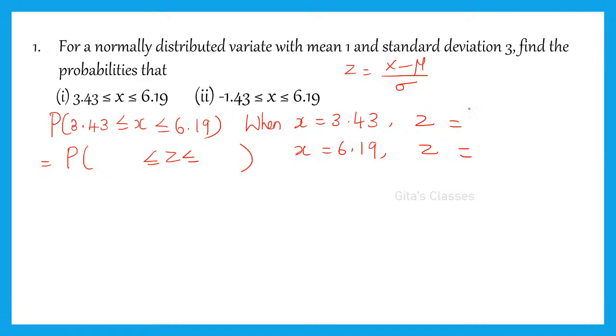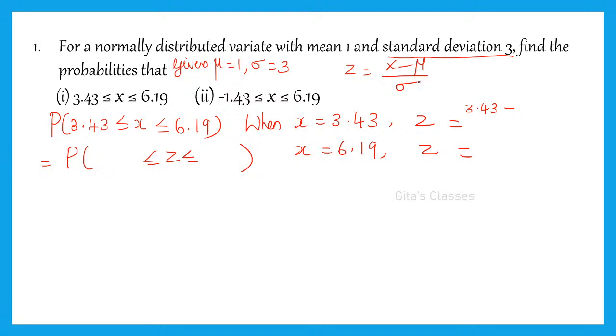So z is equal to what? x is 3.43, minus mu. Mean mu is equal to 1 and standard deviation is 3. Please check whether they have given standard deviation or variance. If it is variance, you have to take the root. Don't forget that. Now they have given standard deviation directly, so sigma is equal to 3. Given mu is equal to 1 and sigma is equal to 3.